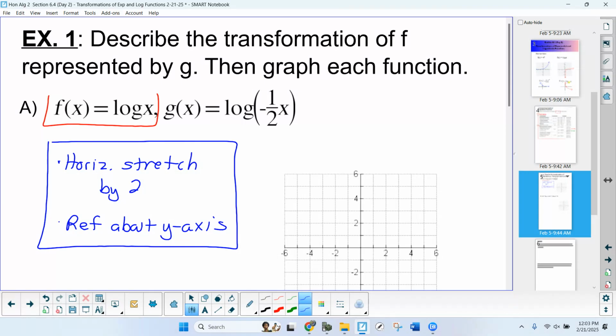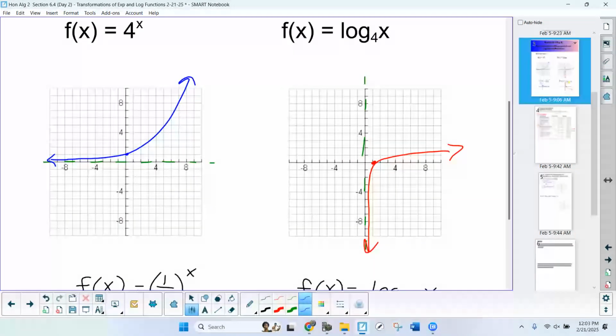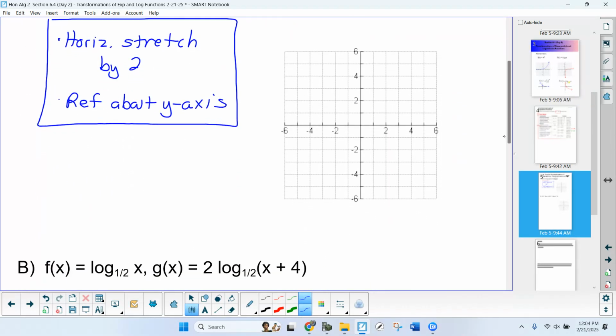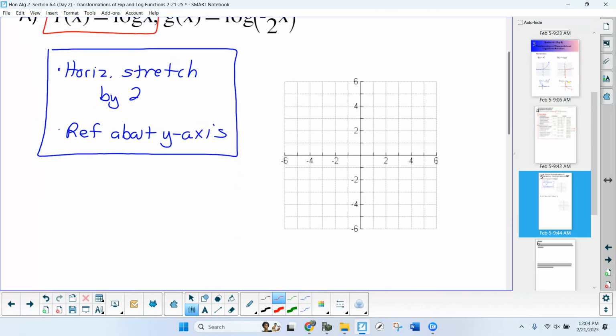Now let's think about one other piece of information. What is the base? 10. So since the base is 10, bigger than 1, your parent function looks like this. It's the reflection over the line y equals x of exponential growth. So I always start, I'm going to real lightly draw my parent function. So it would be out 1, and then it would go like this. So this is f of x. Okay, there's my parent function.